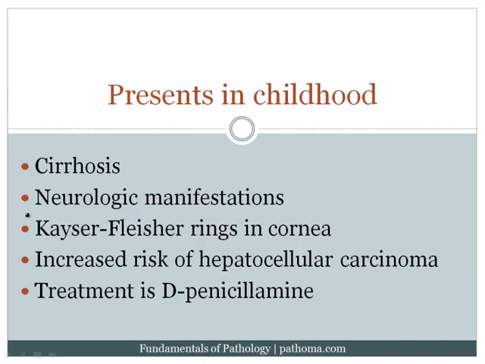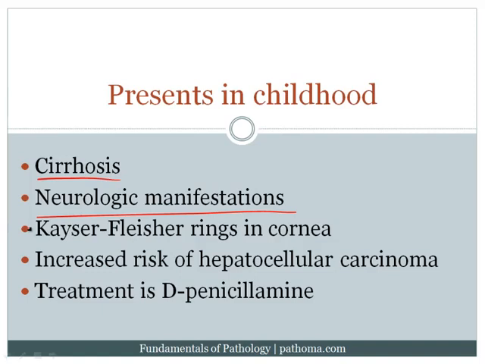This disease presents in childhood and manifests as cirrhosis. Patients can also have neurologic manifestations. Among the neurologic manifestations are behavioral changes, dementia, chorea, Parkinson-like symptoms, etc. And so this can mimic many of the other disorders that we'll study when we learn about neurodegenerative disease.